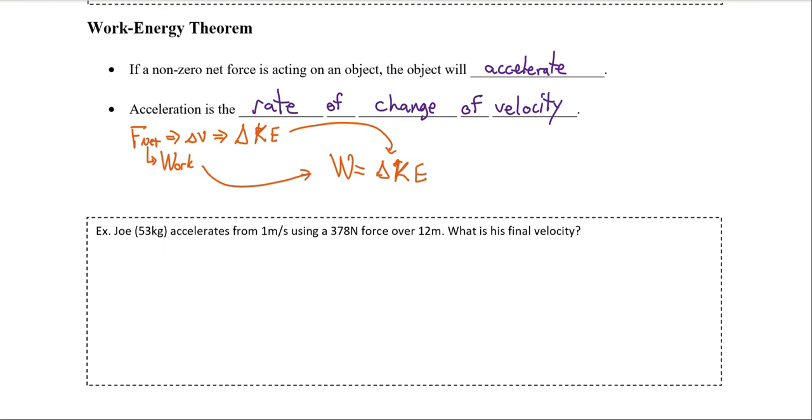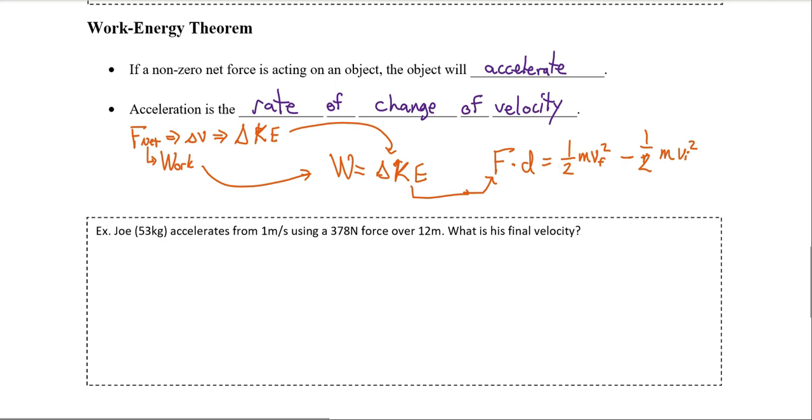And we get to bring this into our formula. This means our work, our force times distance formula, would be the same thing as determining 1/2 mv final squared, the final kinetic energy, subtracted by 1/2 mv initial squared, the initial kinetic energy. So let's use this to see what's happening here with Joe.